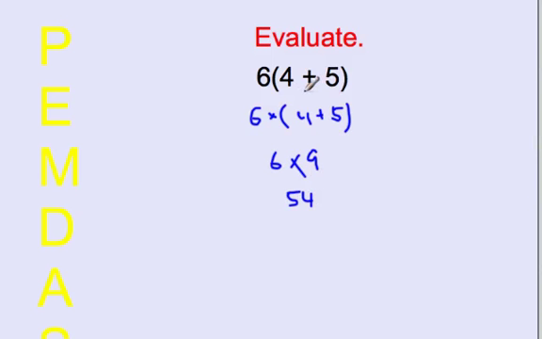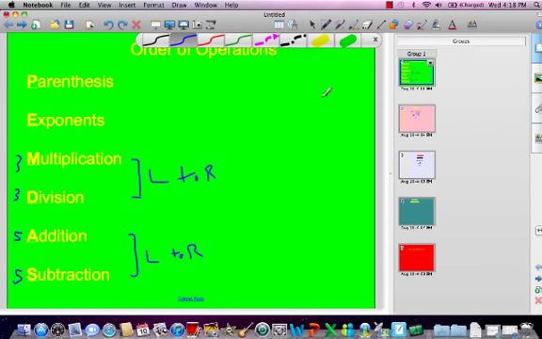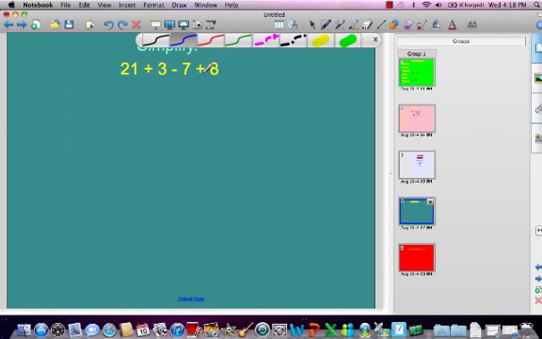You don't use equal signs. This next one says simplify. Simplify, evaluate, solve. They all mean the same thing. They want an answer. So remember, this says plus minus plus. With these addition and subtraction signs, I told you right on the first slide here, we go left to right. So we're going to go left to right on this problem.